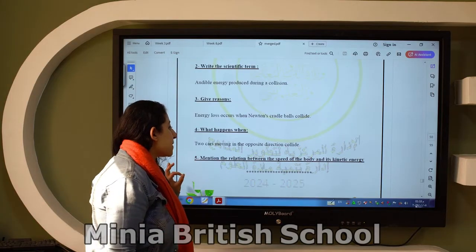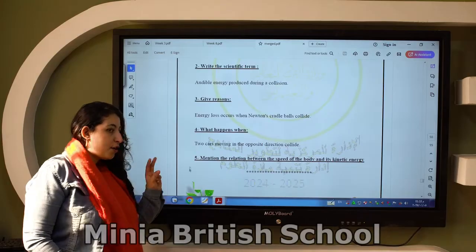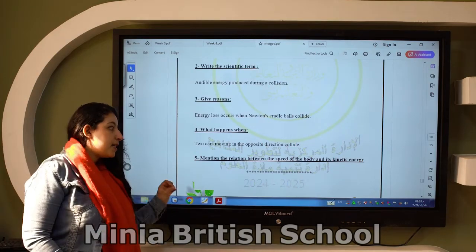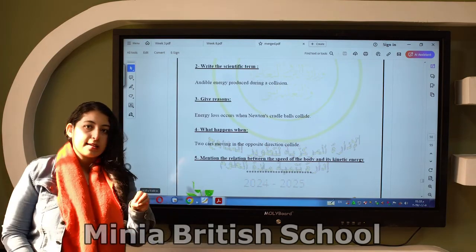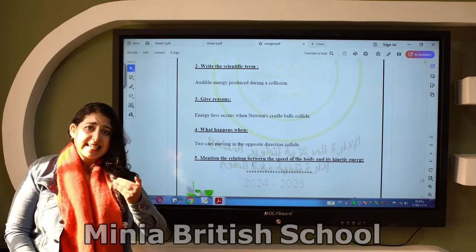Mention the relation between the speed of the body and its kinetic energy. Direct relation. They are friends, as we said. Kinetic energy increases by increasing the speed, and kinetic energy decreases by decreasing the speed.